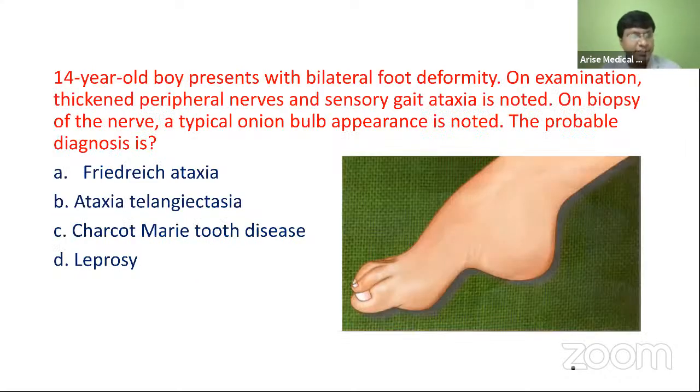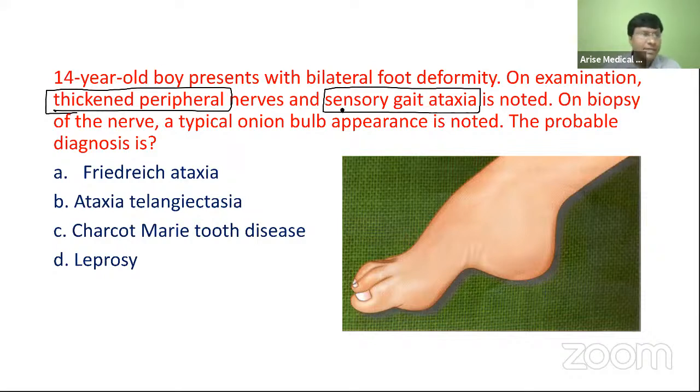Very interesting question, and let me see how many of you can answer this. A 14-year-old boy presents with bilateral foot deformity. On examination, there are thickened peripheral nerves, and sensory gait ataxia is noted. On biopsy of the nerve, a typical onion bulb appearance is noted. The probable diagnosis of this patient is... It is not Friedreich's ataxia.